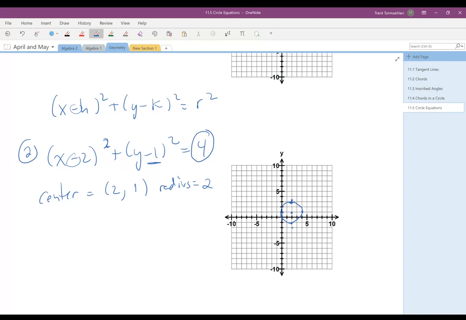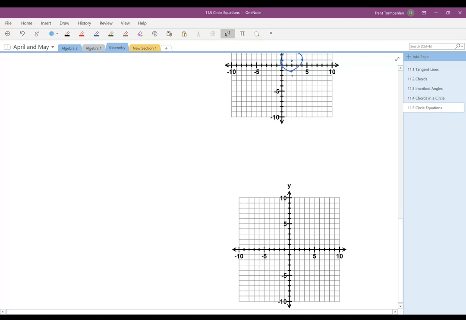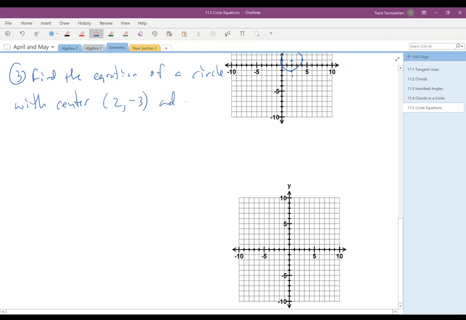You can have a problem like this where you say, find the equation of a circle with center 2 comma negative 3 and passes through 4 comma 4.